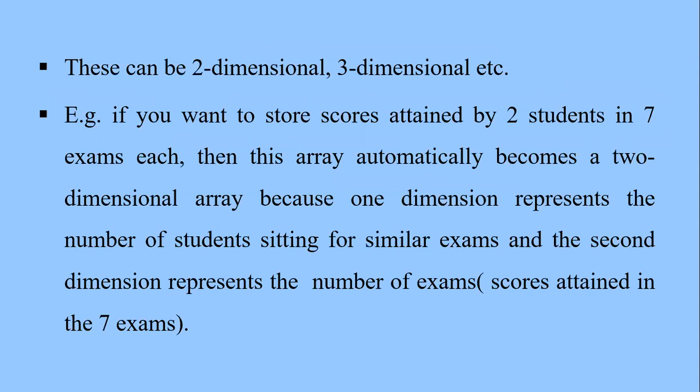For example, if you want to store scores attained by 2 students in 7 exams each, then this array automatically becomes a two-dimensional array because one dimension represents the number of students sitting for similar exams, and the second dimension represents the number of exams, that is, scores attained in the 7 exams by each student.